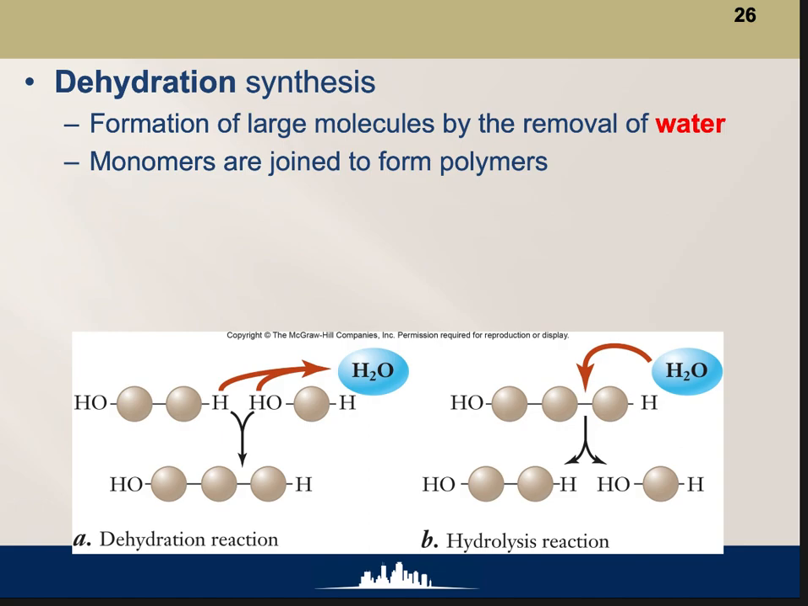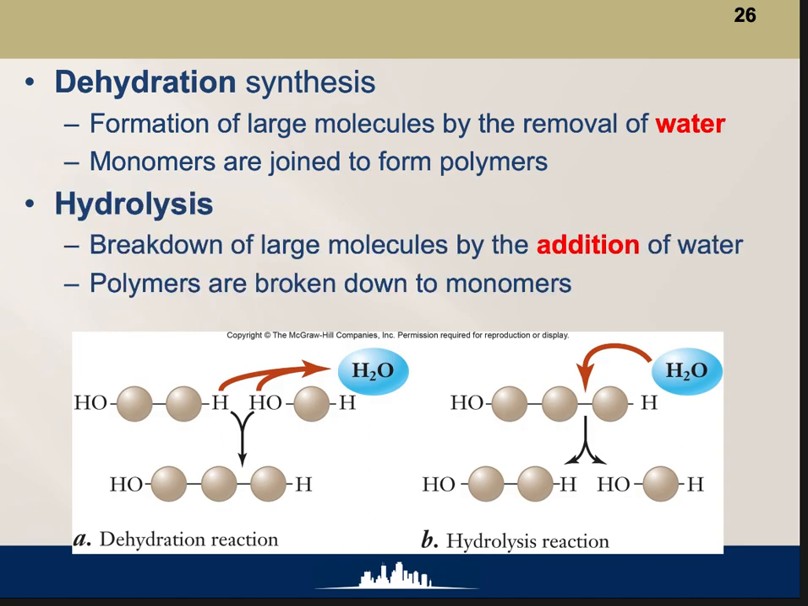So with a dehydration synthesis, two monomers are joined to form a polymer. We're going to take an H, combine it with an OH to make water, and that is what's going to allow us to actually make a polymer. A polymer is, poly means many, and mono means one, so we have many units versus one unit.